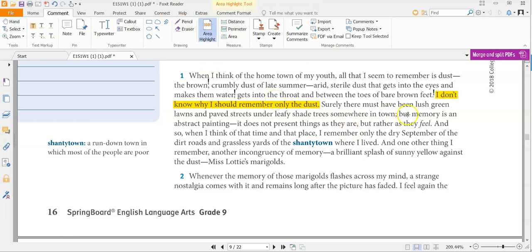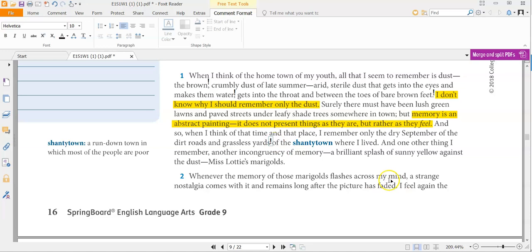Memory is an abstract painting. It does not present things as they are, but rather as they feel. So I think that's pretty vivid too. I think that's part of the way that she writes. So an abstract painting would be like one of the paintings that you see that doesn't really look like something, but it causes you to think about things in a different way or feel them through the way the painter uses different kinds of textures or colors.